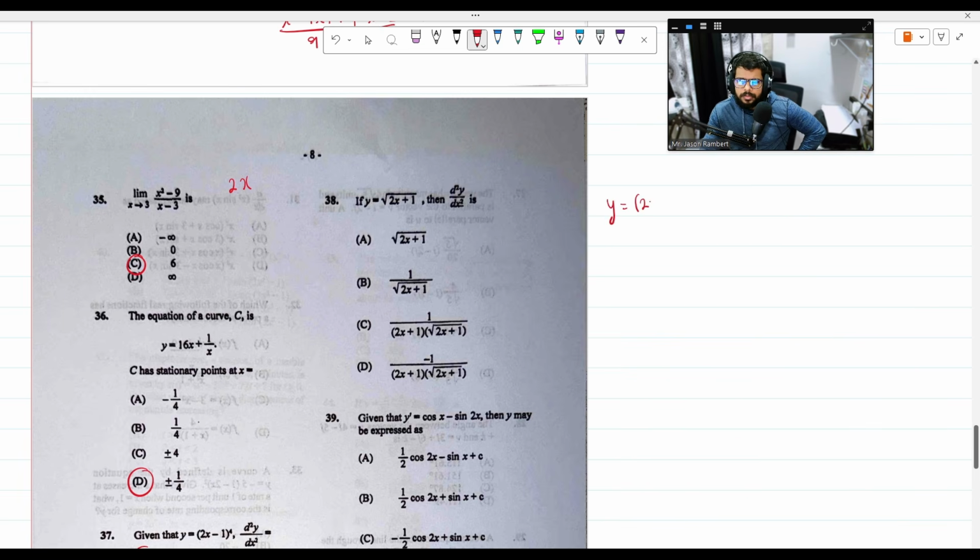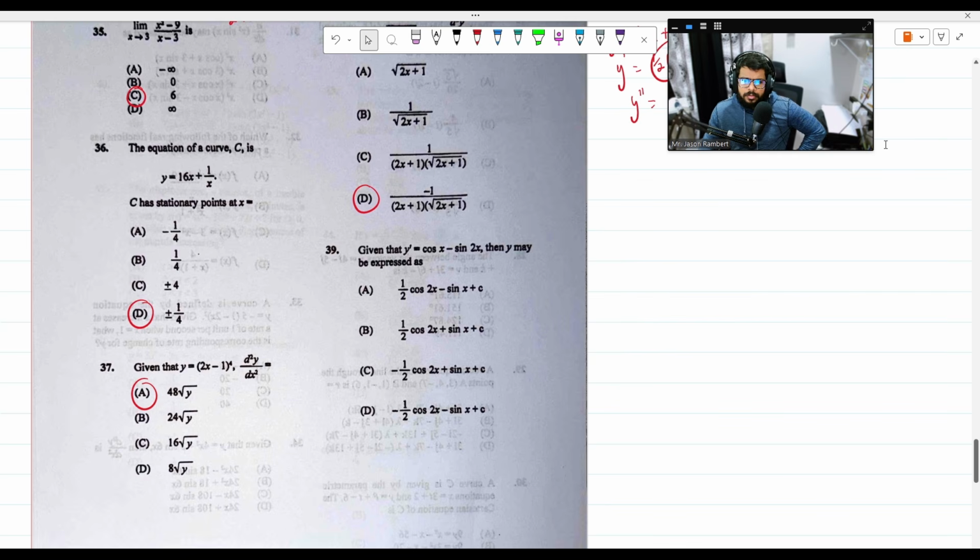Y is equal to 2x plus 1 to the power a half. Differentiate to get the first derivative, a half multiplied by 2, 2x plus 1 to the minus a half. Differentiate again. This becomes 1. I'll get minus a half into 2 into 2x plus 1 to the minus 3 over 2. This becomes minus 1. So the only one that has minus 1 on the numerator is D.